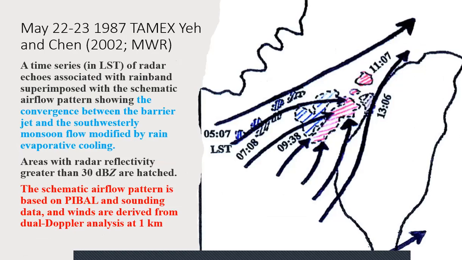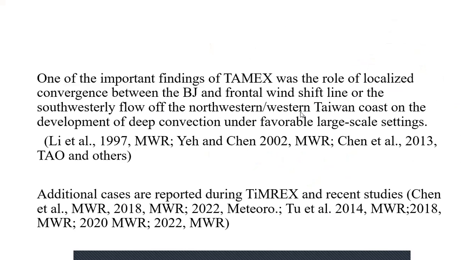This is another case, and this is prefrontal. So you have the barrier jet converging with southwest flow, and the flow is modified by convection and rain evaporative cooling. So one of the important findings of TiMREX is the role of localized convergence between the barrier jet and the frontal wind shift line or the southwest flow that caused the localized convergence and heavy rainfall over northwestern Taiwan. And we have several cases, and additional cases are reported during TiMREX.